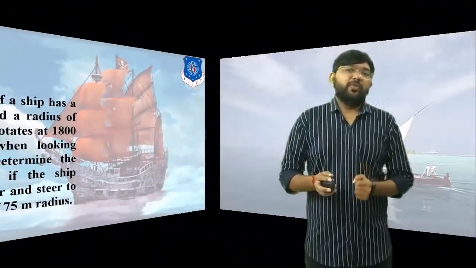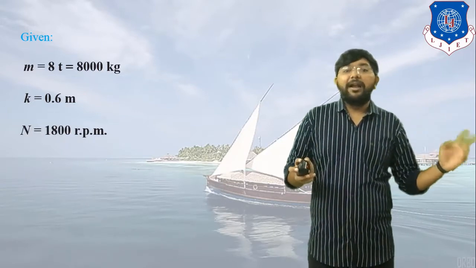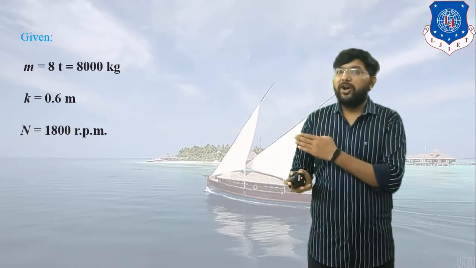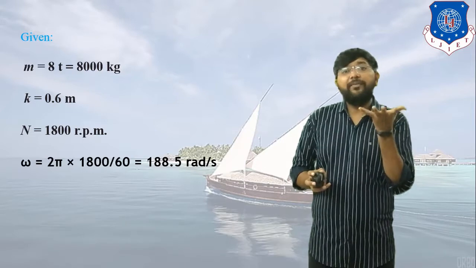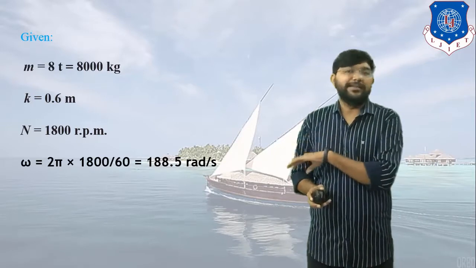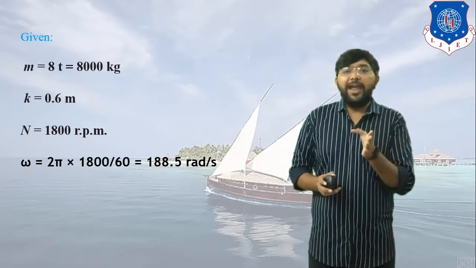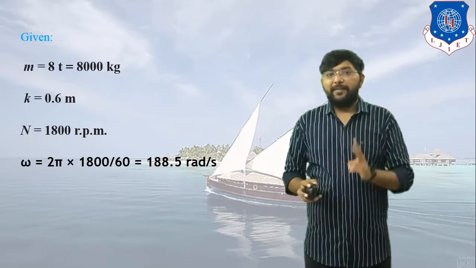In this numerical the data given is: small m, the mass of the rotor, is 8 ton, which you convert into kilograms, so the value is 8000 kg. Next, radius of gyration small k is equal to 0.6 meter. Next, capital N, the speed of the rotor, is 1800 rpm. Next is omega: if you have the value of rpm, you can find the angular velocity. Omega is equal to 2 pi N by 60. Based on the value of N, omega is 188.5 radian per second.